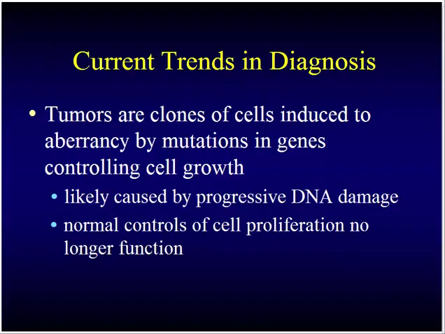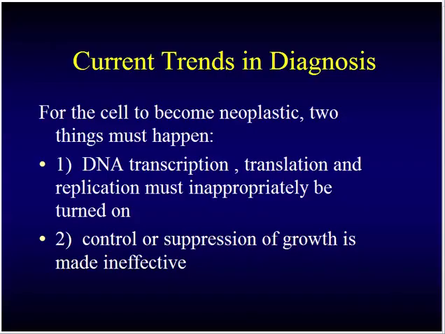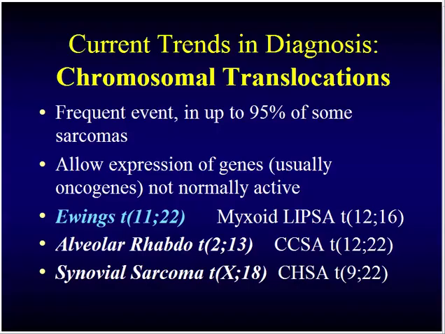Tumors are clones of cells that become aberrant, and their cellular growth control is, of course, off. We think it's DNA damage and the local controls that don't function. To become neoplastic, two things have to happen. DNA transcription, translation, replication is inappropriately turned on, and then the control is lost. All right? So, how do these things happen?